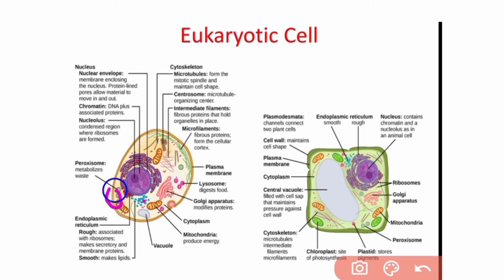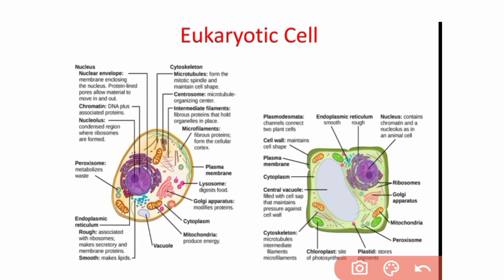Then this is peroxisome, which metabolizes waste materials. Then the central deep violet structure is called nucleolus, which contains the region where ribosomes are formed. Then chromatin, DNA, associated proteins, and nuclear envelope. This outer layer of the nucleus is called the nuclear envelope, a membrane enclosing the nucleus. Protein-lined pores allow material to move in and out.